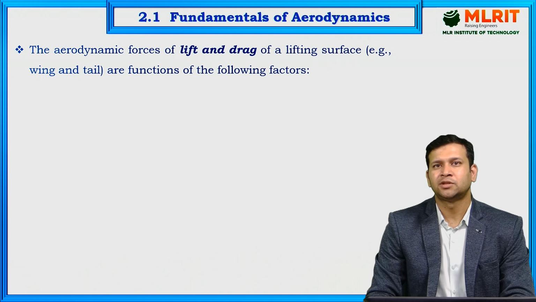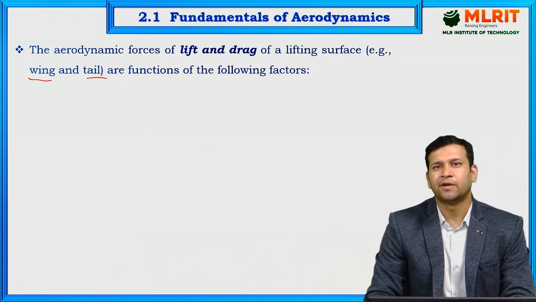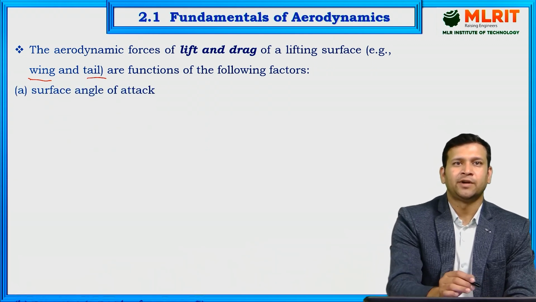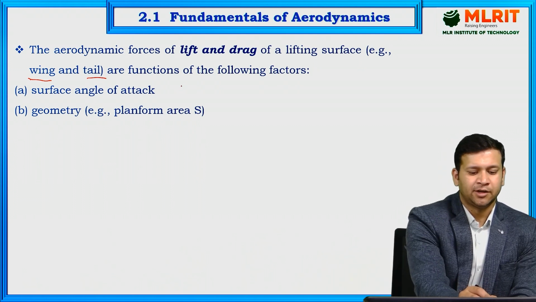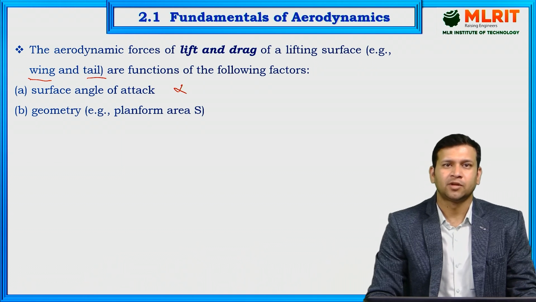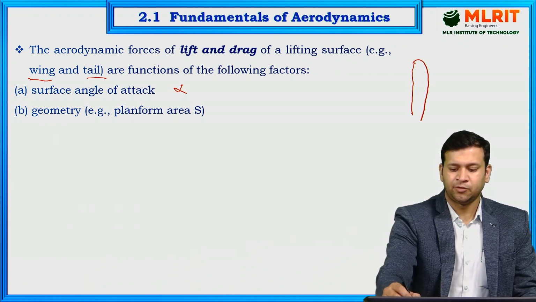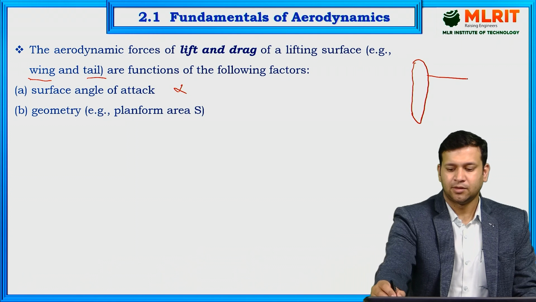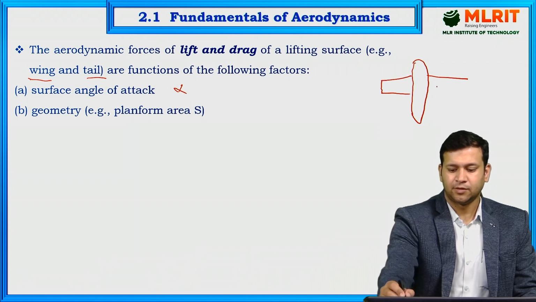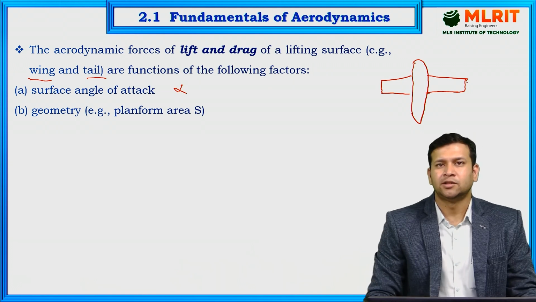The aerodynamic forces of lift and drag of a lifting surface, for example wing and tail, are functions of the following factors: surface angle of attack, which is denoted by alpha, then geometry, planform area, which is the wetted area. Suppose this is the top view of the aircraft, and this is my wing, so this area, the wetted area, is the planform area.